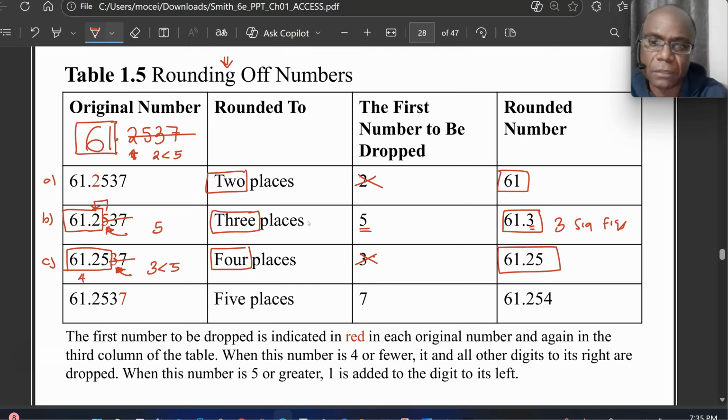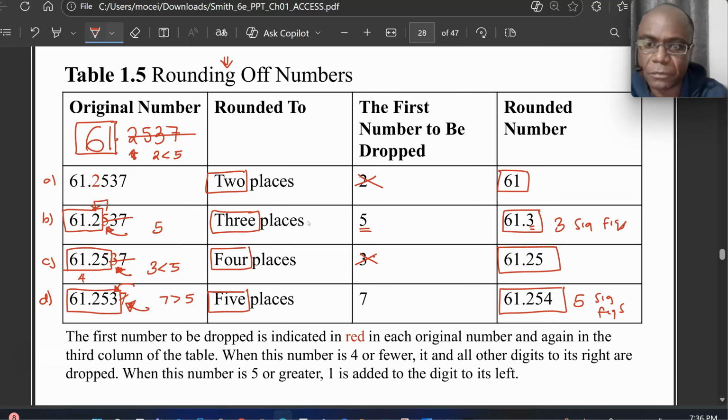I'm keeping 61.25. Now I want to report my answer to 5 significant figures. So I'll take 61.253. I look at the first number after that, it's 7. 7 is greater than 5. So I'll round the 3 to 4. So my answer will be 61.254. And still I have my 5 significant figures in that answer.